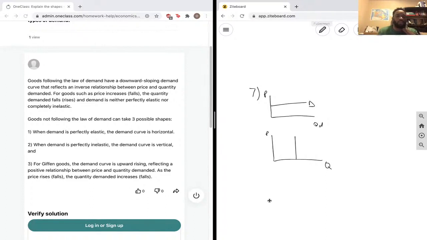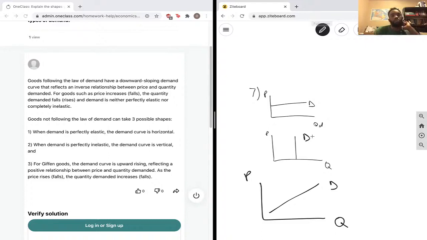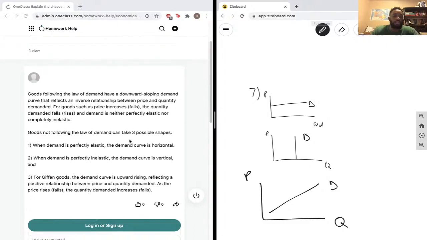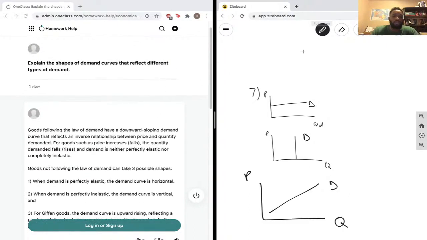And lastly, if it's a Giffen good, the demand curve is upward rising, reflecting the positive relationship between price and quantity demanded. As the price rises, quantity demanded increases, so it would look much like a supply curve. So those are 3 possible shapes of the demand curve when the goods don't follow the law of demand. And so this is correct.